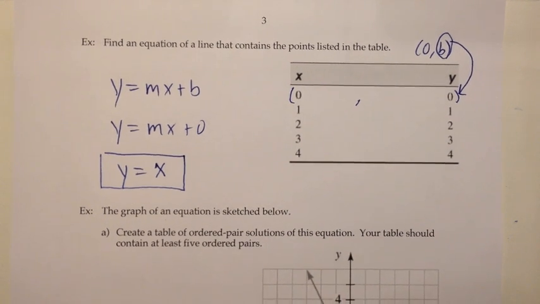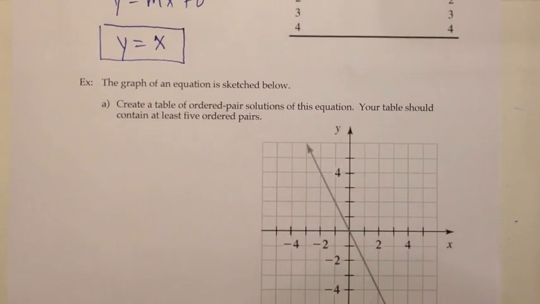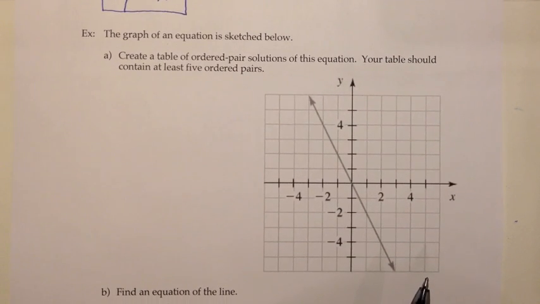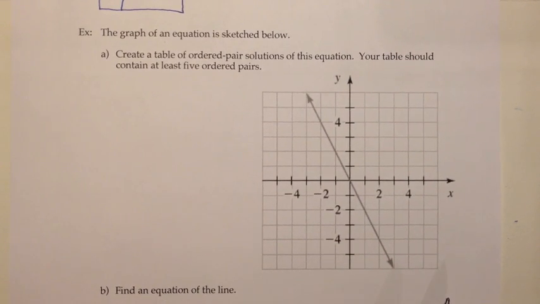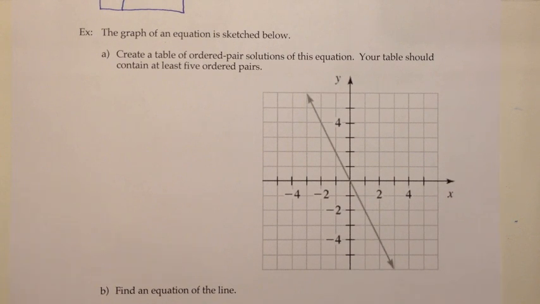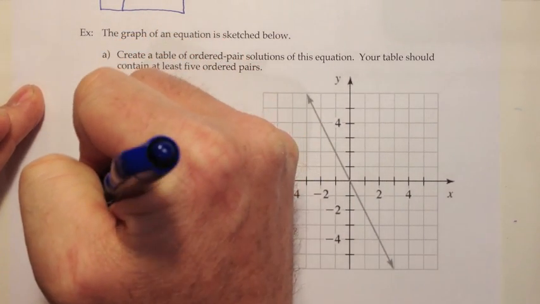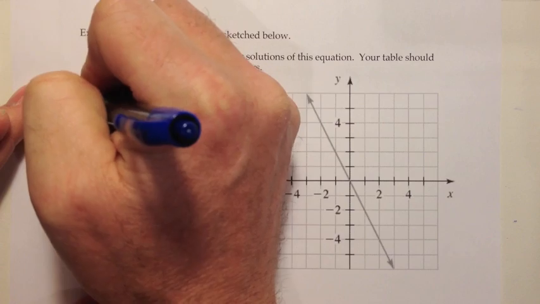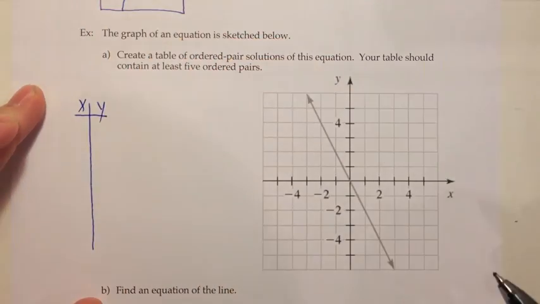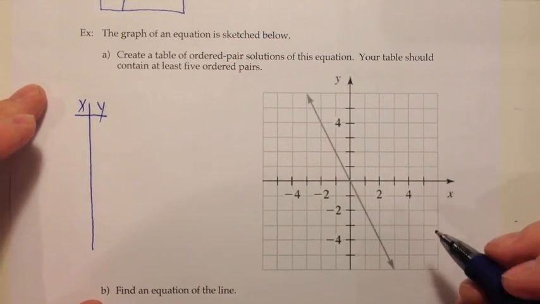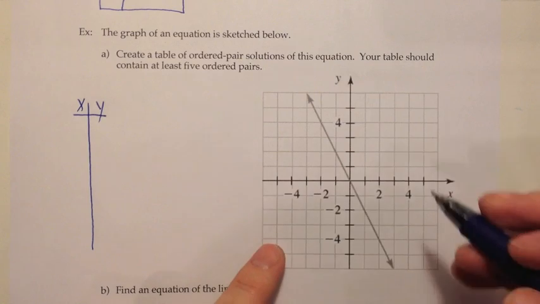Let's try another one that's actually a little bit messier, and I think we'll get the pattern a little bit better in this. So the graph of an equation is shown below. Create a table of ordered pair solutions of this equation, and your table should contain at least 5 ordered pairs. So I want to make a table where I put x's and y's together. And I'm going to do that by just trying to find nice points on this graph.